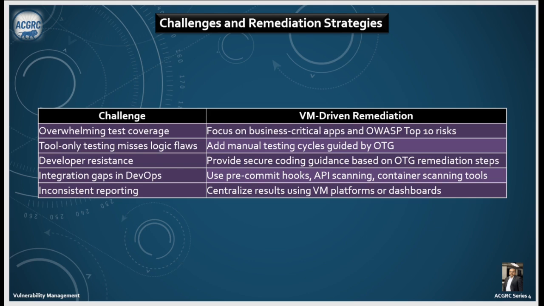The next challenge is security fatigue or pushback from dev teams. Yes, developers may see testing as extra work or slowdowns. Remediation: use OWASP to show real attack examples. Provide actionable, respectful feedback with clear fixes. Shift from blame to collaboration. We are building secure apps together.